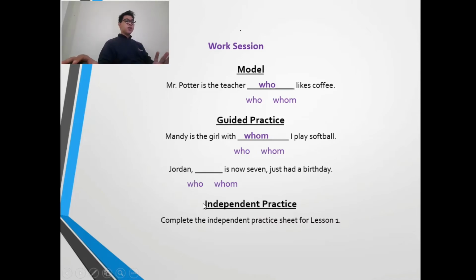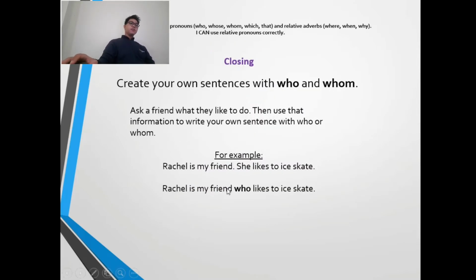Next, Jordan, blank, is now 7, just had a birthday. There is no other subject, there's no I or similar word, so we are going to use who. Jordan, who is now 7, just had a birthday. It's the closing for who and whom. Ask a friend what they like to do, then use that information to write your own sentences with who or whom. Example: Rachel is my friend. She likes to ice skate. Rachel is my friend who likes to ice skate.